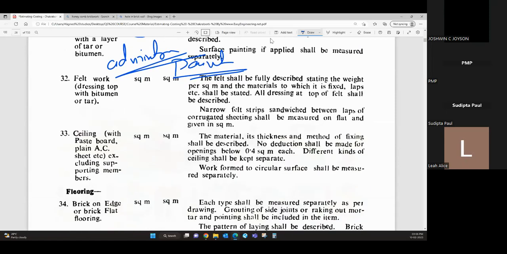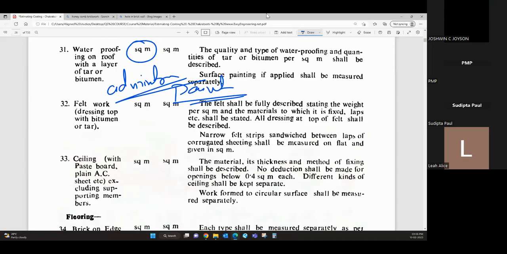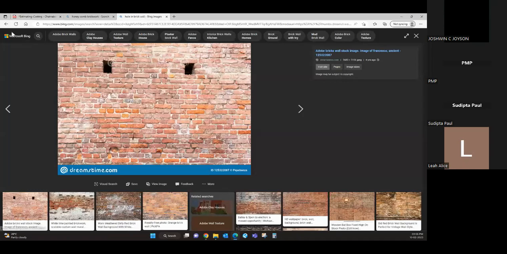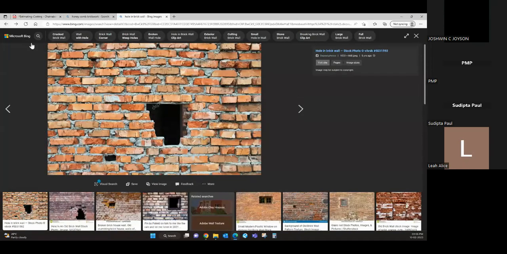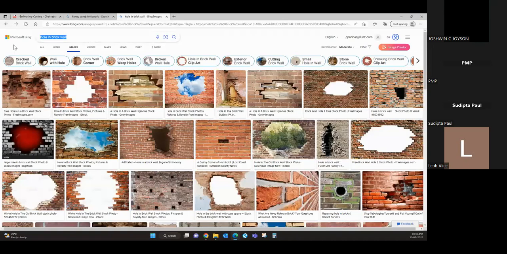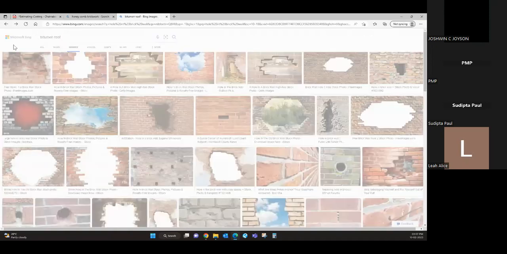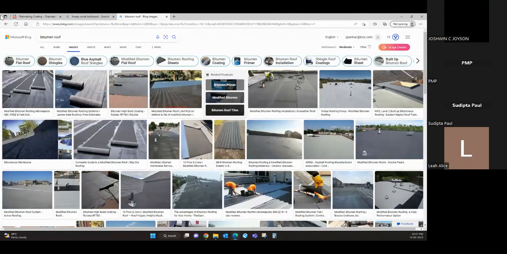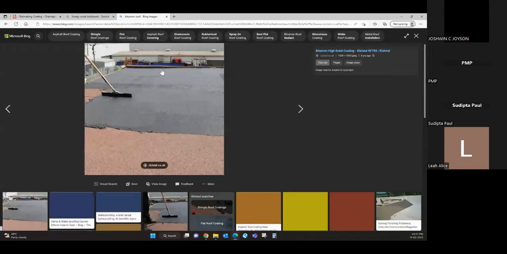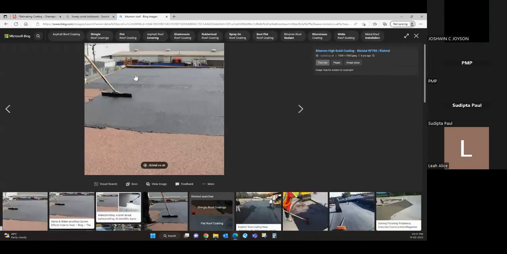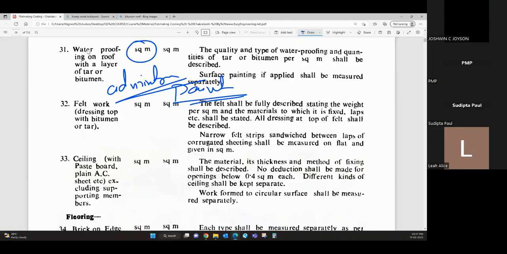Now comes this felt work. Now what is a felt work? In foreign countries, you will see houses where on the roof you place bitumen sheets. So I'll show you. See, this is known as a bitumen roof. Why do you place a bitumen onto roof? For water resistance, so that water doesn't penetrate into the roof. So you apply bitumen. So this kind of application is always considered in square meter.